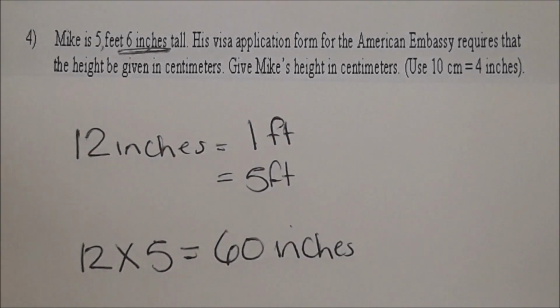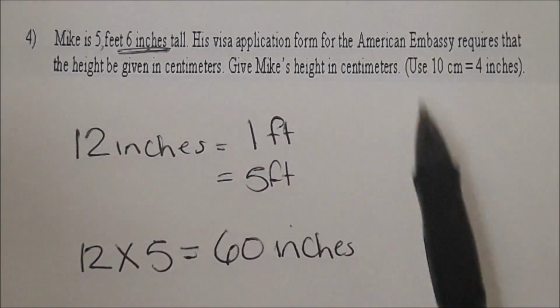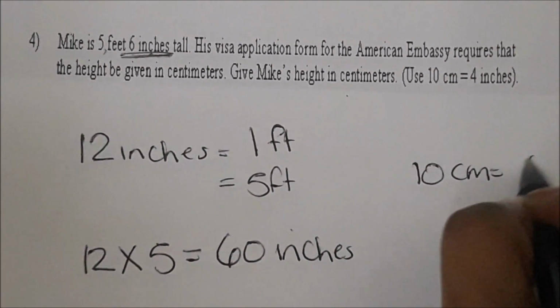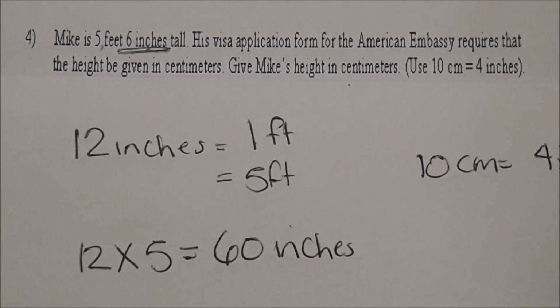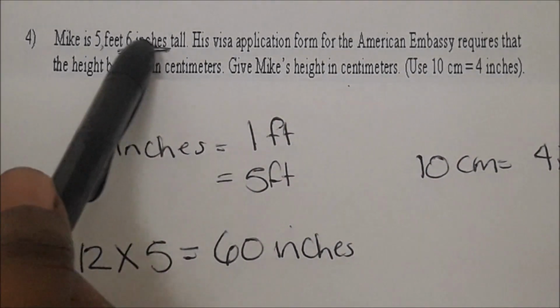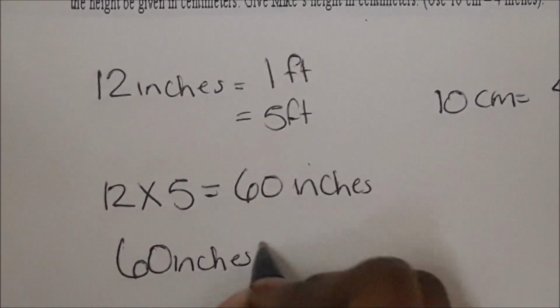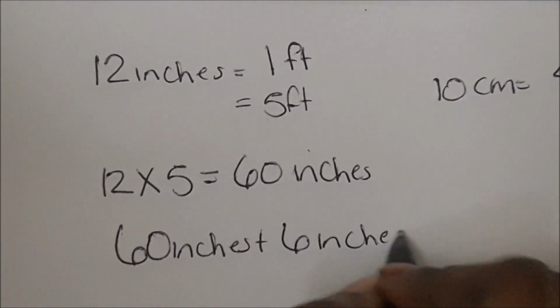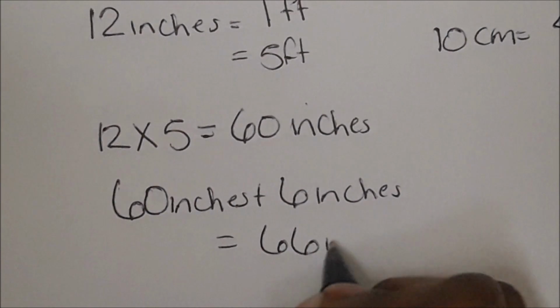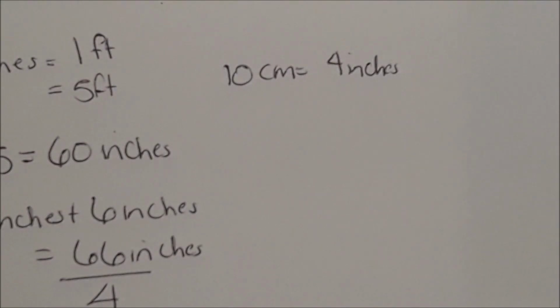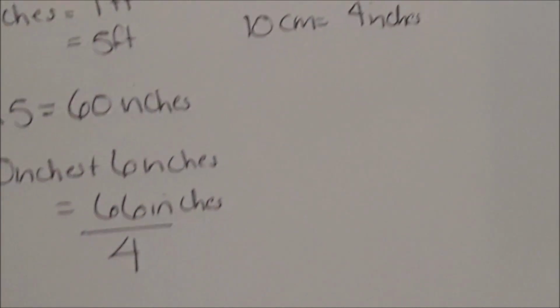Very good. Okay, now we're not done because we have to find centimeters. Now we know that 10 centimeters equals 4 inches. Now we have the 60 inches. We're going to add the 6 inches. We take the 60 inches, add the 6 inches. This will equal 66 inches. Good. Now, 10 centimeters is equal to 4 inches. We take the 4 inches and divide it into the 66 inches.